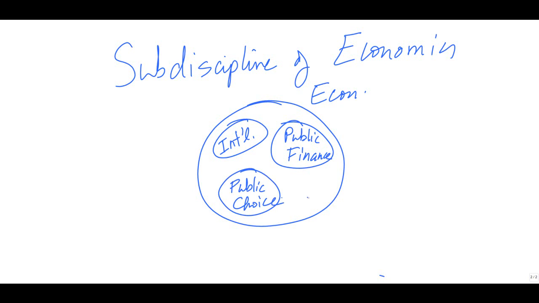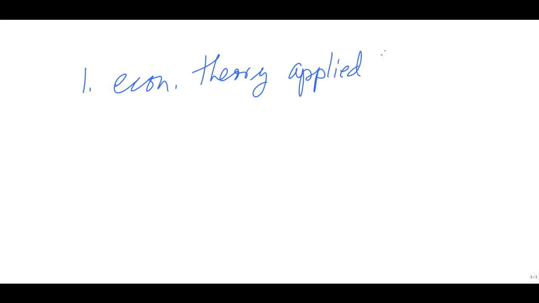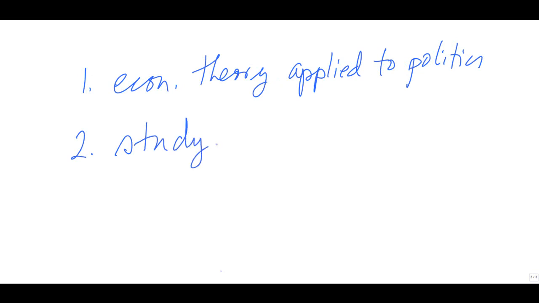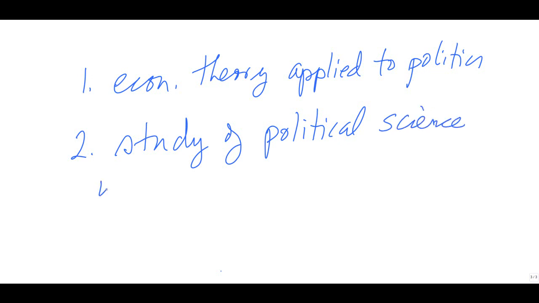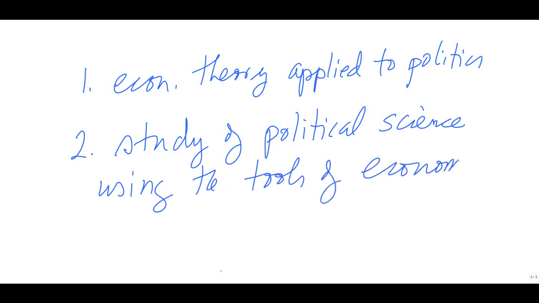Now, if we were to give an official, formal definition of public choice, we can say it this way. One definition of public choice is that it's economic theory applied to politics. Or a similar definition, it's the study of political science using the tools of economics. And mainly we're talking here about the microeconomic tools of economics.